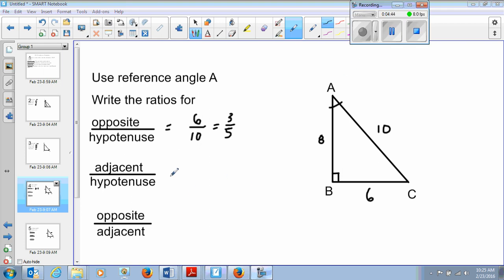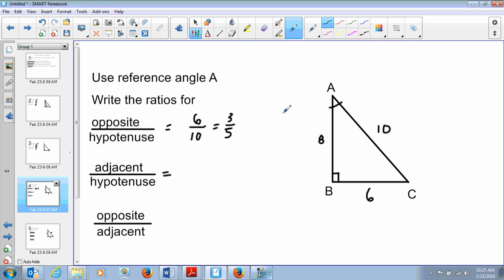The next ratio is adjacent over hypotenuse. So we're looking at angle A. Which side is adjacent to angle A? Well, 8 and 10 are both adjacent to A, but one of them is the hypotenuse. So the adjacent side is going to be the side that's 8. The hypotenuse, again, is 10. And you could, again, reduce that to 4 over 5. We should always probably reduce ratios to their lowest terms.